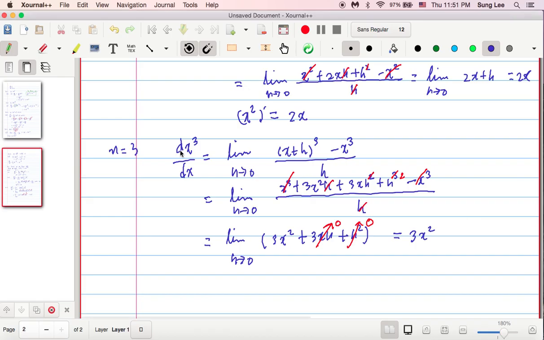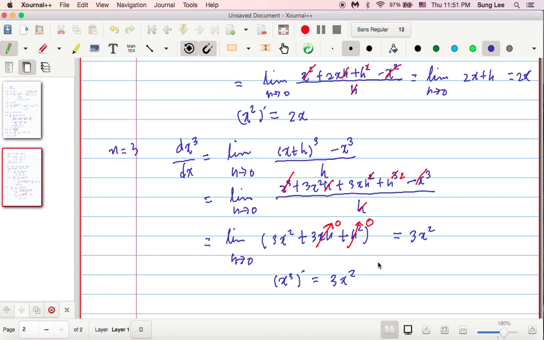Again, this follows the pattern, right? Okay, so for x cubed prime, the 3 comes down, and then we subtract 1 from the power, which gives 2. Okay, right. So you can keep on doing this for n equals 4, n equals 5.